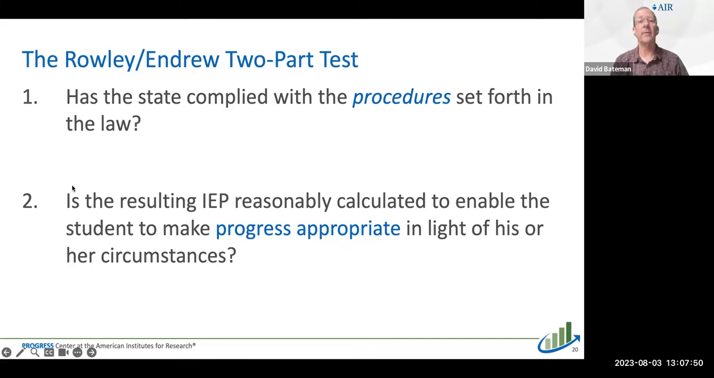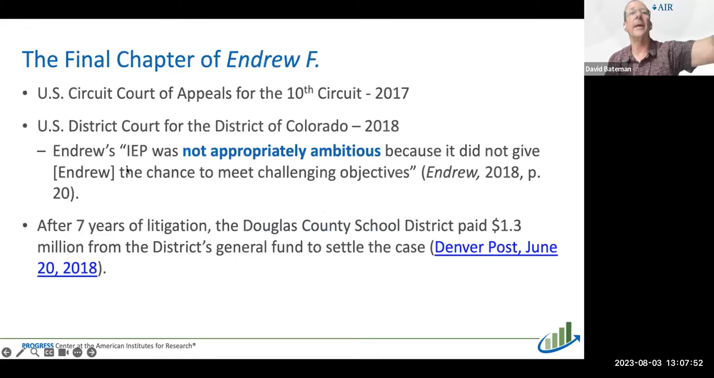So the final part of the Endrew case is the parents appealed this, and the Court of Appeals heard this. The District Court of Colorado was appealed down, and they basically determined the IEP was not appropriately ambitious. And after 7 years of litigation, Drew was still in school, the Firefly Autism Schoolhouse, that the school district of Douglas County paid a lot of money to help move this case forward. So when we talk about the implications of this, there's a lot that we need to pay attention to and a lot we need to address.